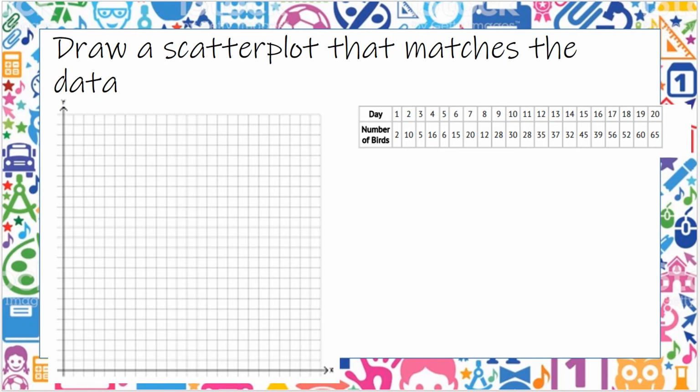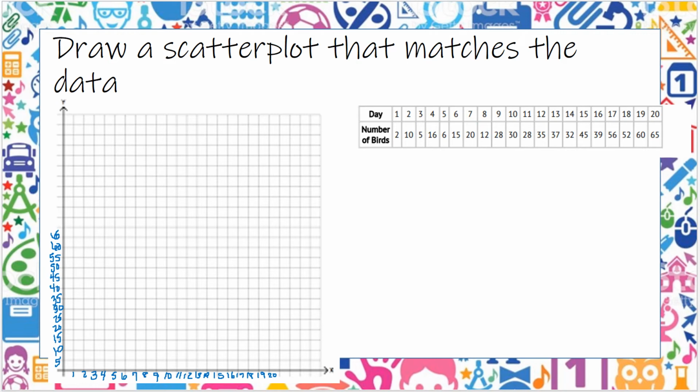Draw a scatter plot that matches the data. So what we're going to do is label our x-axis by 1s. Okay. And then we need to go up to 65. So I'm going to go by 5s, going up my y-axis. And you can choose however you want to do this, but those are just the labels that I chose.